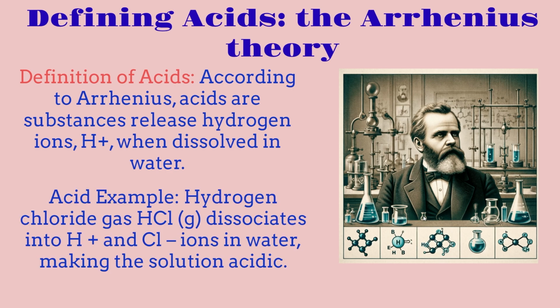An example that he gave was hydrogen chloride gas, which is HCl in gas form, and it dissociates into H+ and Cl- ions inside of water, and that makes the solution acidic. Basically the formula was HCl in gas form turning into H+, which is the hydrogen ion, and a chloride ion, Cl-.